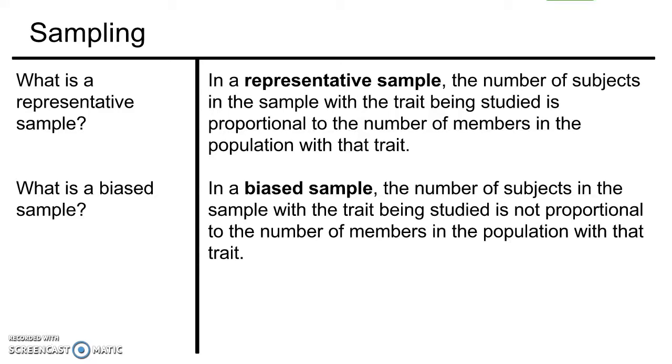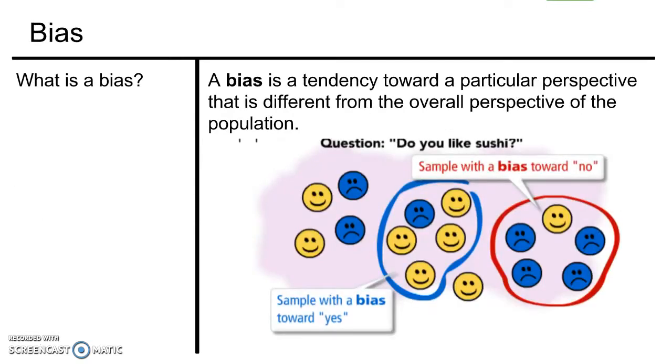What is a biased sample? It is when the number of subjects in the sample with the trait being studied is not proportional to the number of members in the population with that trait. So if I wanted a biased sample, then I could pick a sample of 50 people who all do live by the ocean. When I ask them, do you live by the ocean? All of them would say yes, but is that really representative of the whole United States? No.